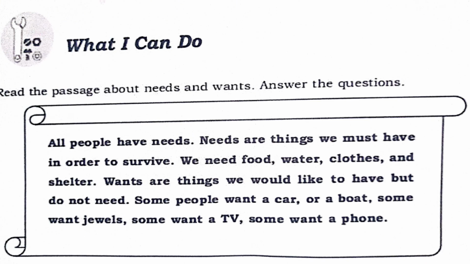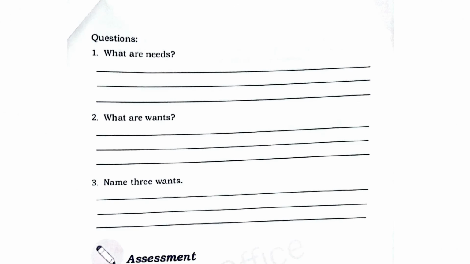And what I can do: read a passage about needs and wants. Answer the questions. All people have needs. Needs are things we must have in order to survive. We need food, water, clothes, and shelter. Wants are things you would like to have but do not need. Some people want a car or a boat. Some want jewels. Some want a TV. And some want a phone.